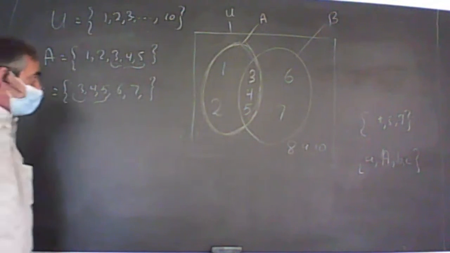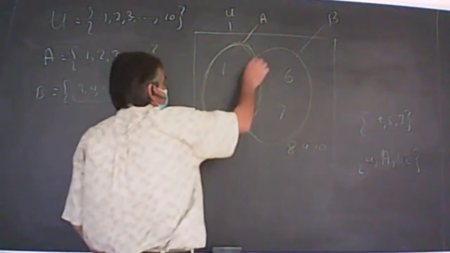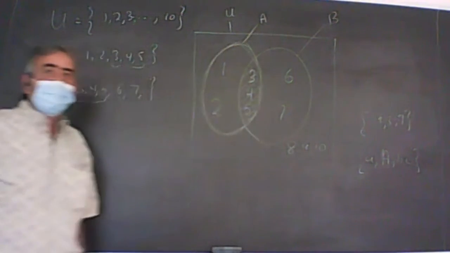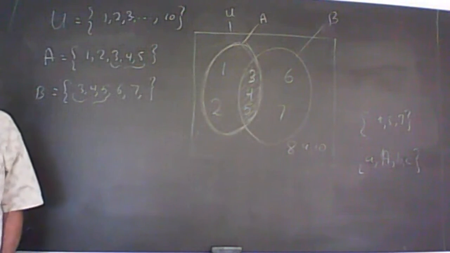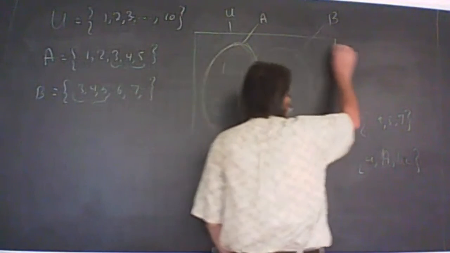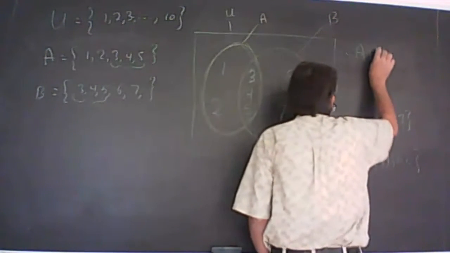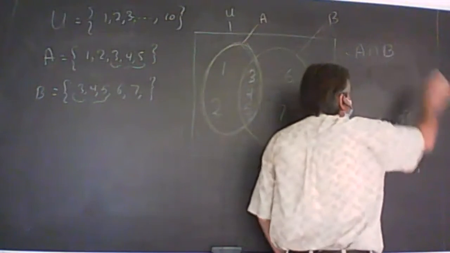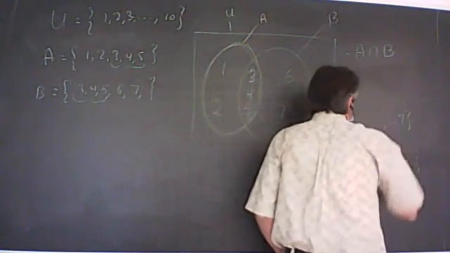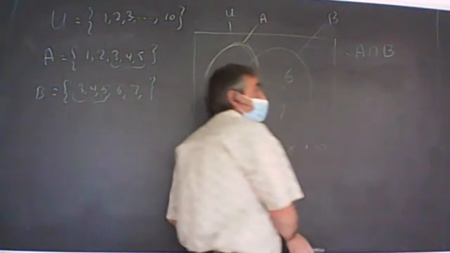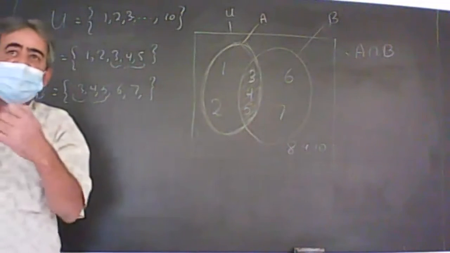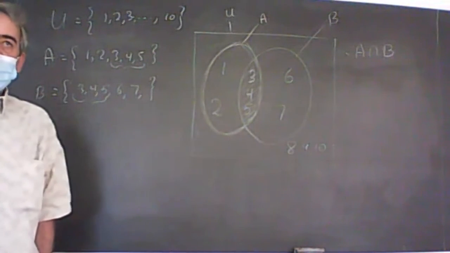Okay? Now, let's explain what these are. So we said this portion over here is called the intersection between A and B. And this is how we represent it: A intersection B. This symbol means all the common elements between A and B. Yes?